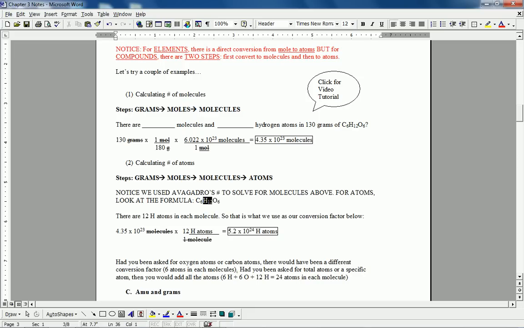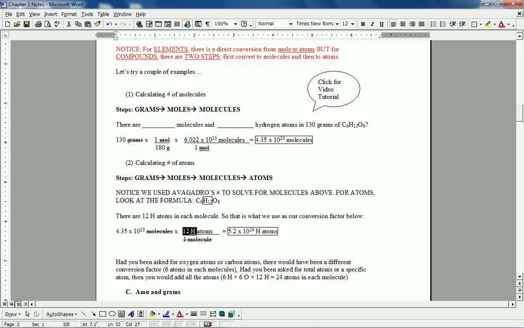Again, this particular problem was specific for hydrogen. Had this asked us for the number of oxygen atoms, for example, we would have seen that we have 6 atoms in every one molecule, and this value here would have been 6 oxygen rather than 12 hydrogen. If it had not been specific at all and asked for the total number for all carbons, hydrogens, and oxygens, for all atoms in glucose, of course, we would have said we have 6 carbons, 12 hydrogens, and 6 oxygens. So 6 plus 12 plus 6 would have given us 24. So we would have said 24 atoms are in one molecule of glucose, and we would have solved for the total number of atoms in a particular molecule of glucose.